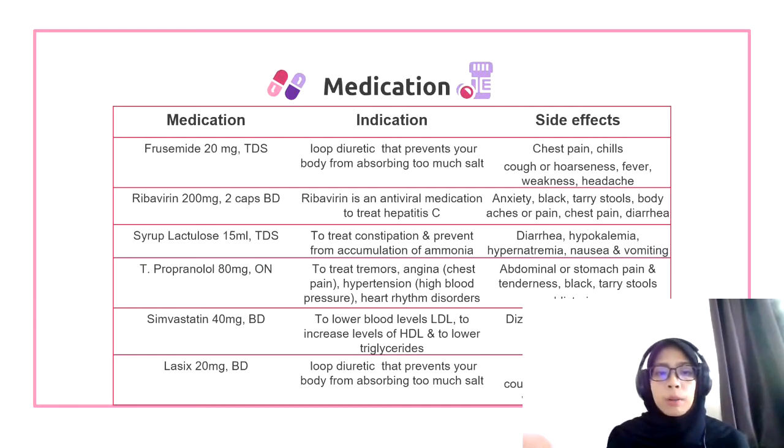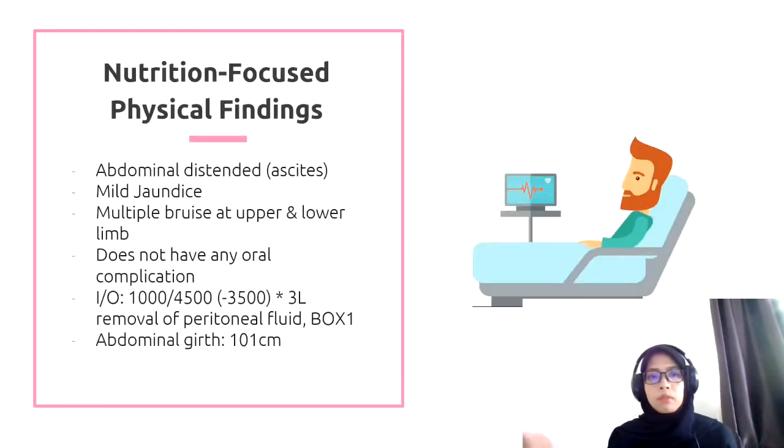Patient is also on propranolol, which is to treat hypertension, angina if the patient has chest pain, and also heart rhythm disorder. And the patient is on simvastatin, which helps to lower the blood level of LDL, increase the level of HDL, and lower the triglycerides. And lastly, the patient is also on Lasix, which is also a loop diuretic medication.